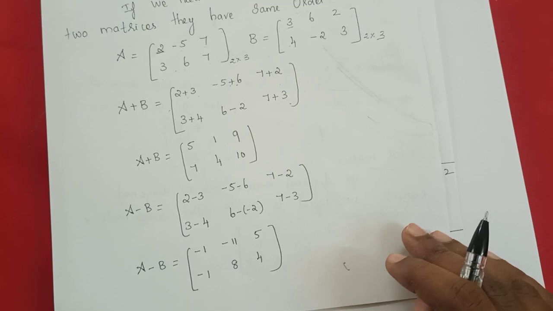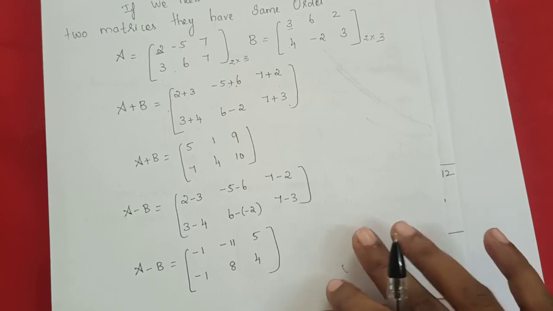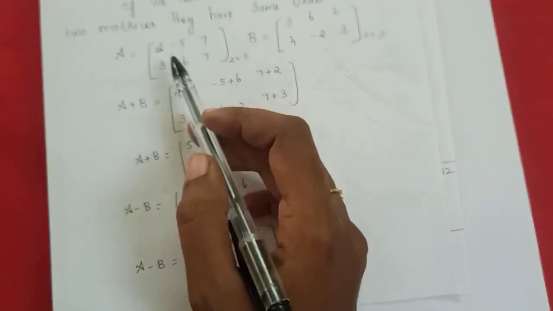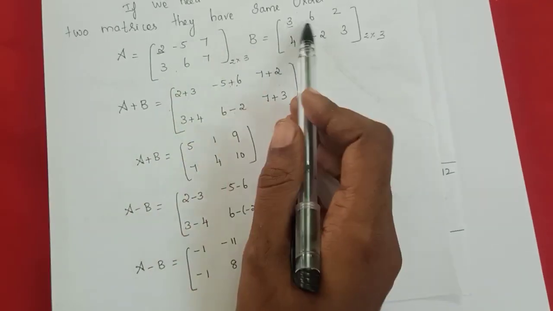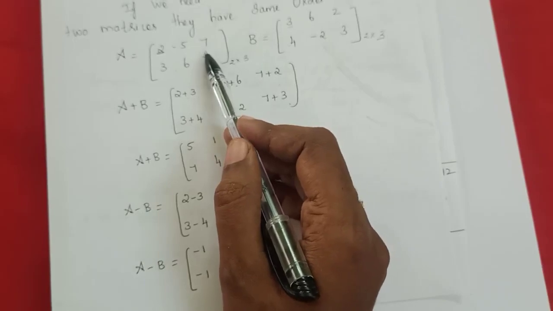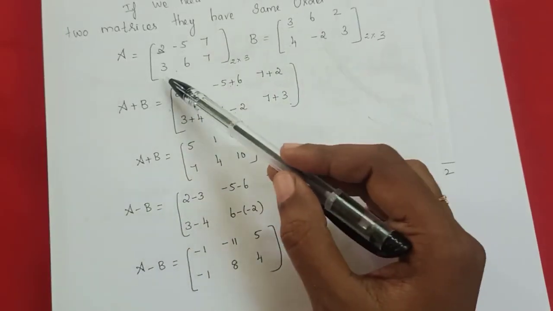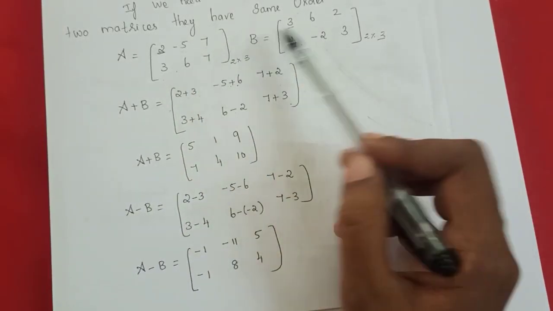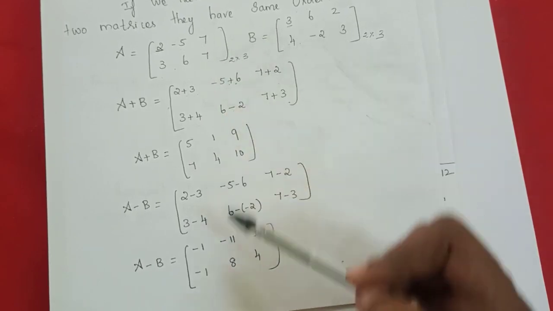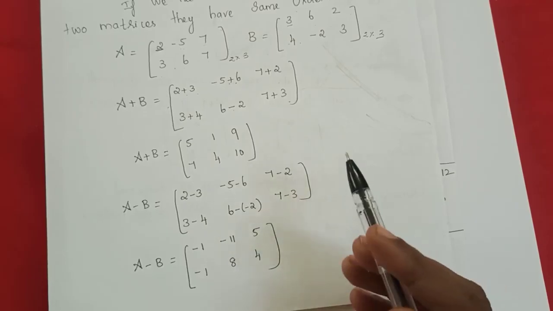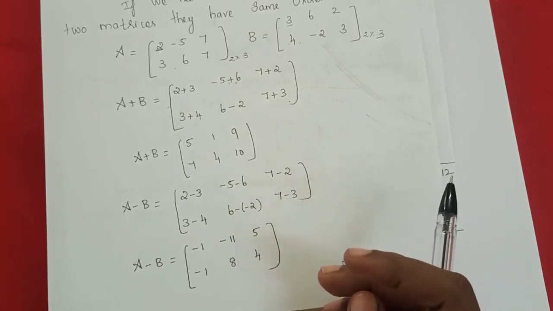Okay. Same as then, if we need to subtract two matrices, how will I subtract? A minus B. So 2 minus 3. Then minus 5 minus 6. Then 7 minus 2. Then 3 minus 4. Then 6 minus of minus 2. 7 minus 3. So we will find the subtraction. So normal subtraction only, but you need to be very careful.